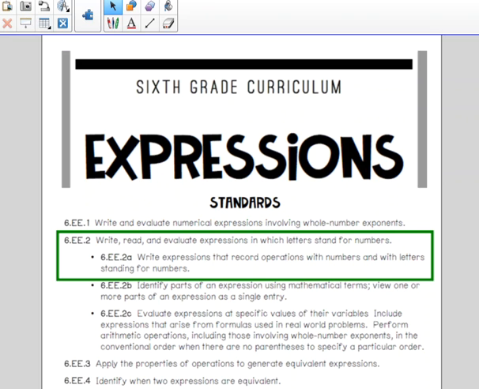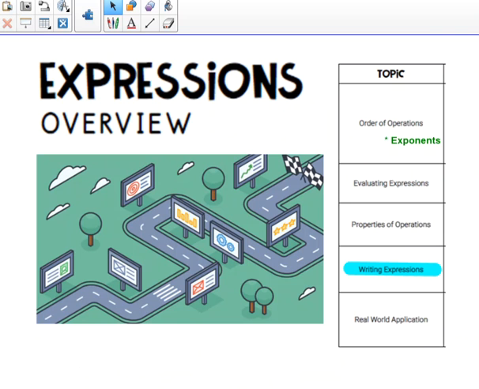All right, so in this section right here, we really are kind of meeting this standard right here. Writing expressions that record operations with numbers and with letters standing for numbers. We know that really means variables. We're writing expressions with numbers and variables. So that's where we're going in this particular section. If you kind of look where we are, we don't have a whole lot left after this. Okay, we're writing expressions. There's another lesson or two, but then it's really time to start reviewing for our test.